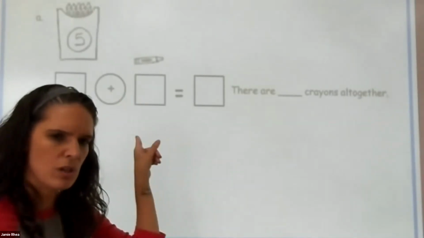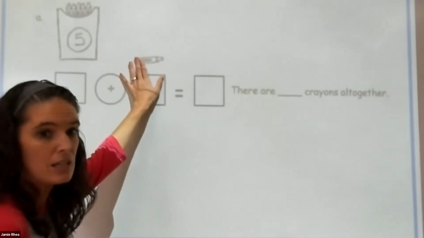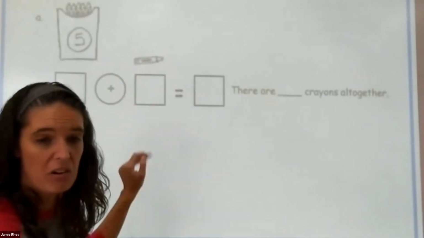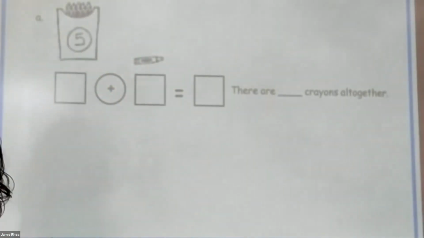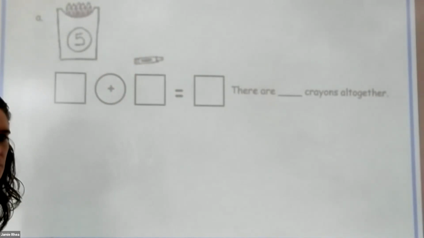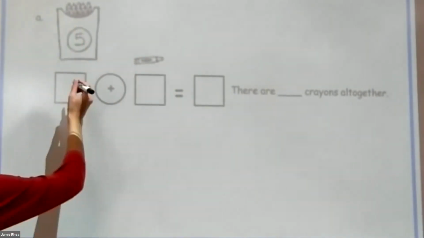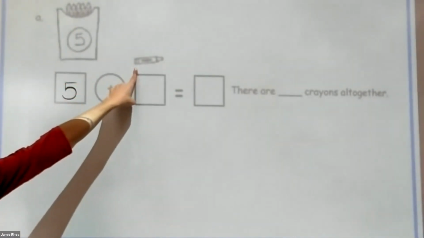Now, we don't need to draw dots for these because it has a picture to help us. So we don't need the dots. We don't really even need our fingers. We can count on in our head using the picture. So let's look. How many crowns do I have in my box? I have 5. How many crowns are out of my box?